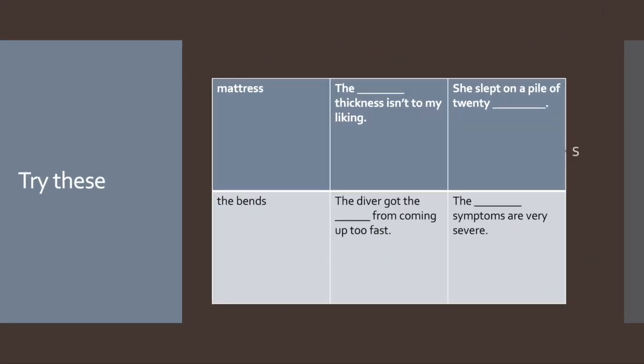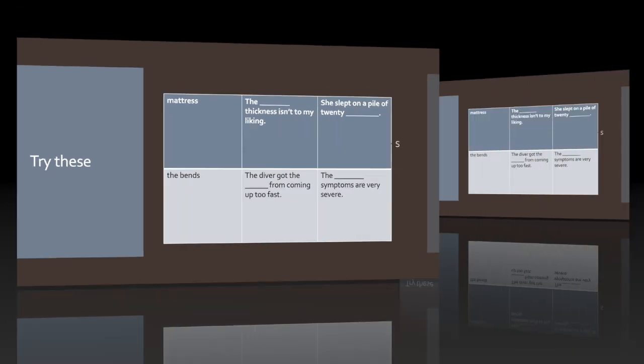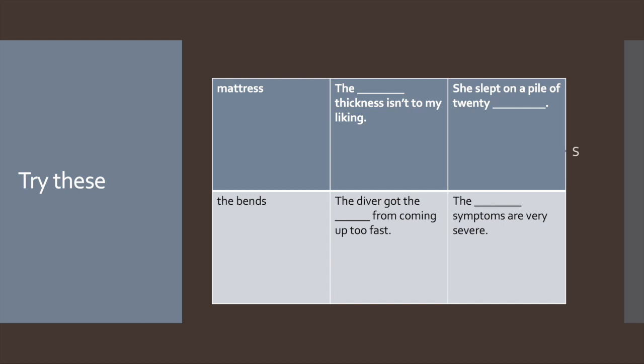And give these a try. So we'll start with the word mattress. The blank thickness is not to my liking, so that's singular possessive. And the second one, she slept on a pile of 20 blank. And the second one is the bends, right? This is a disease you get from getting nitrogen bubbles in your blood. The diver got the blank from coming up too fast, and then the blank symptoms are very severe. That's possessive.